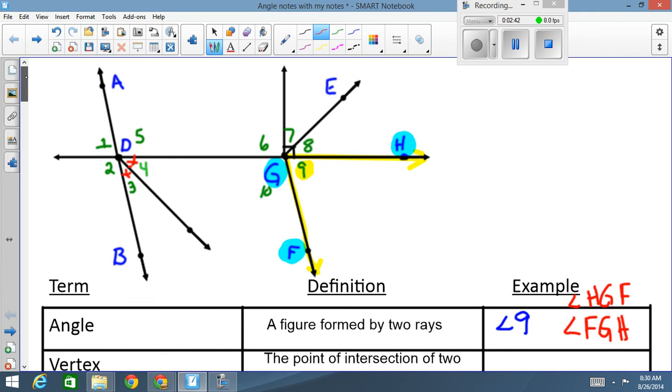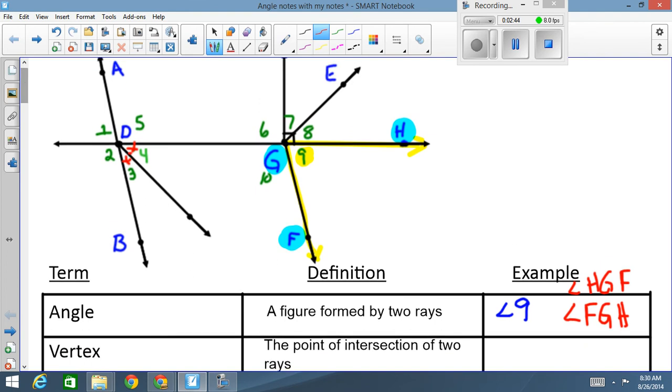Okay, second thing we'll talk about here is the vertex. The vertex is that actual point where the two rays intersect. In this particular example, that would be point G, okay, because that's the point where the two rays intersect. That's called a vertex.